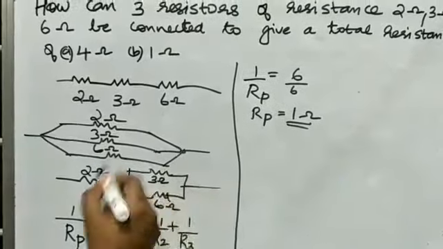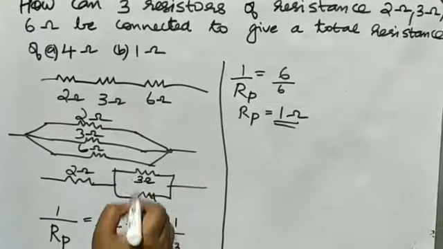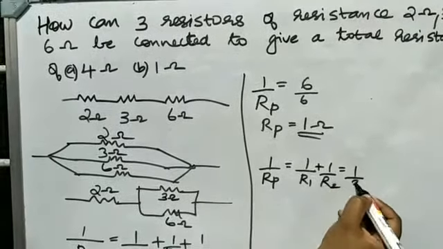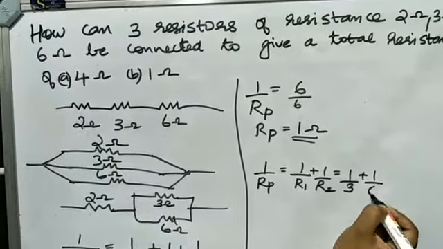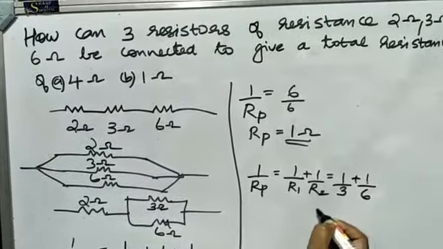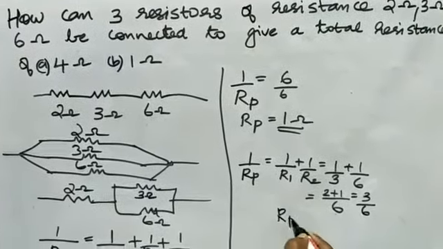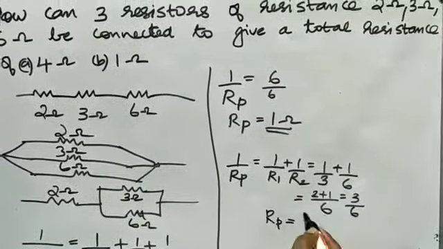Okay. So, first of all, we can see what is the effective resistance when two resistors are connected in parallel. You know that 1 by Rp is equal to 1 by R1 plus 1 by R2, which is equal to 1 by 3 plus 1 by 6. So, you will be getting 6 as the LCM. So, 3 into 2, right? 2 plus 1 by 6. That is 3 by 6. So, Rp is equal to 6 by 3, which is equal to 2 ohm. So, this combination alone, we have the resistance as 2 ohm.